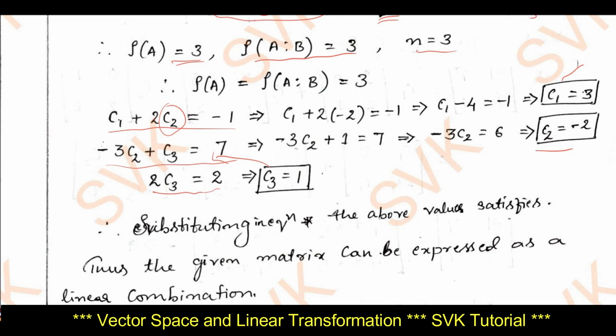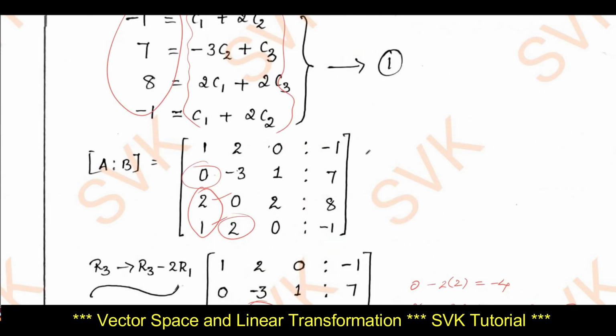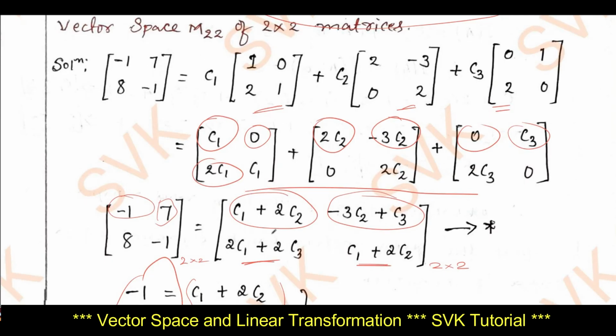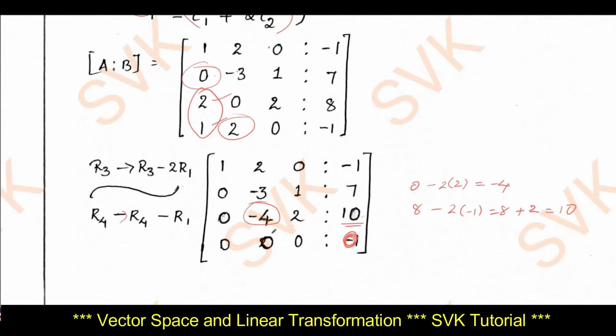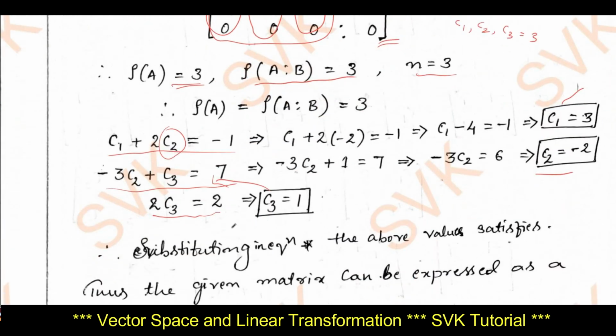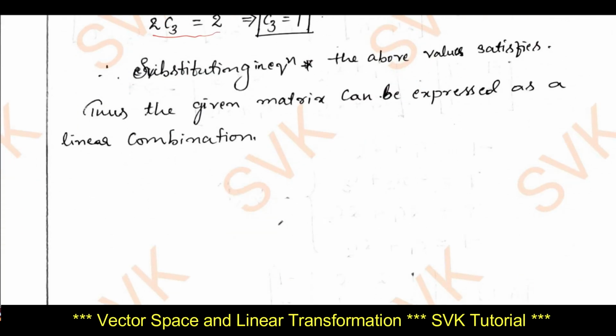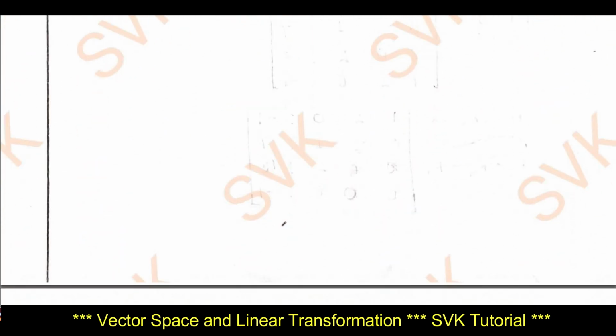After getting these C1, C2, C3 values, if you substitute back into the equation, these two matrices will be equal, one and the same. Therefore, I can say that the given matrix has a linear combination. Thus, we can say that the given matrix can be expressed as a linear combination. So, moving on to the next question.